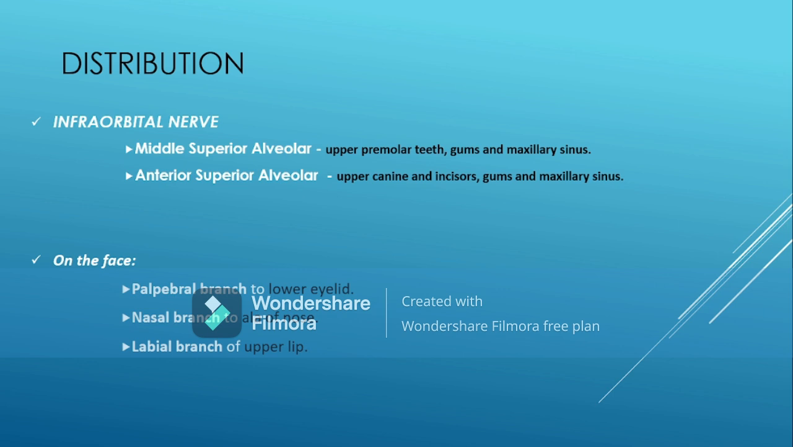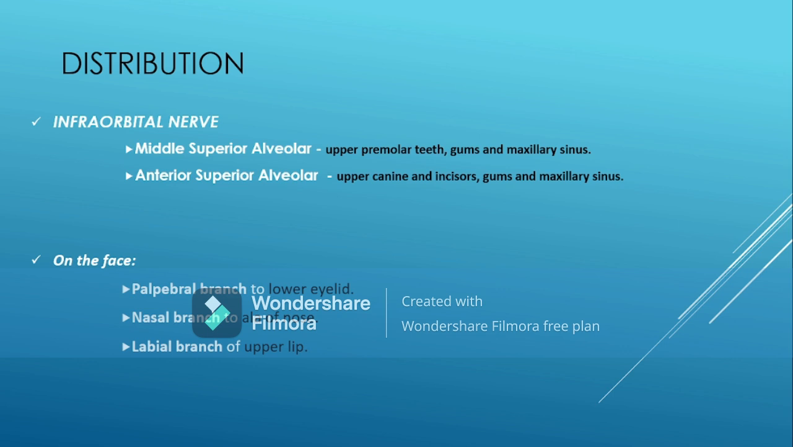Okay. Now the teeth to be remembered: the middle superior alveolar supplies the upper premolars, that is 4 and 5. Additionally, it also supplies the mesiobuccal root of the first molar. This is a very important point to be remembered, and over here this comes as an MCQ question.